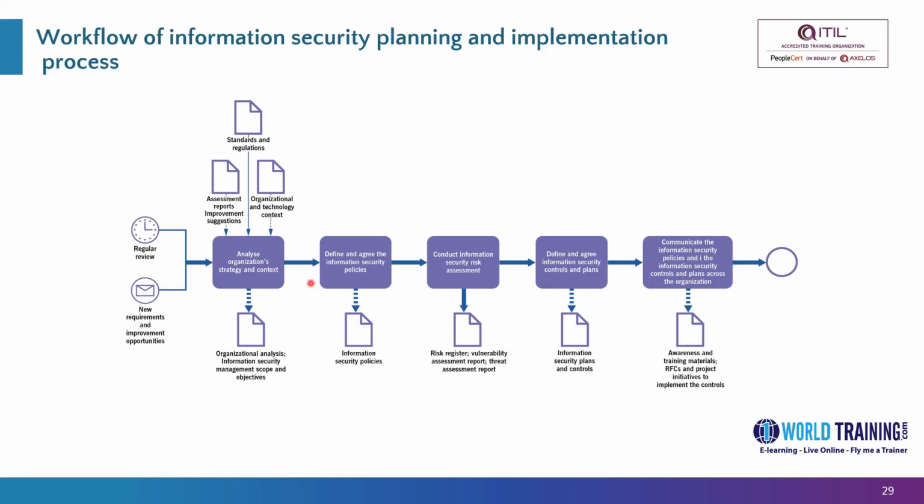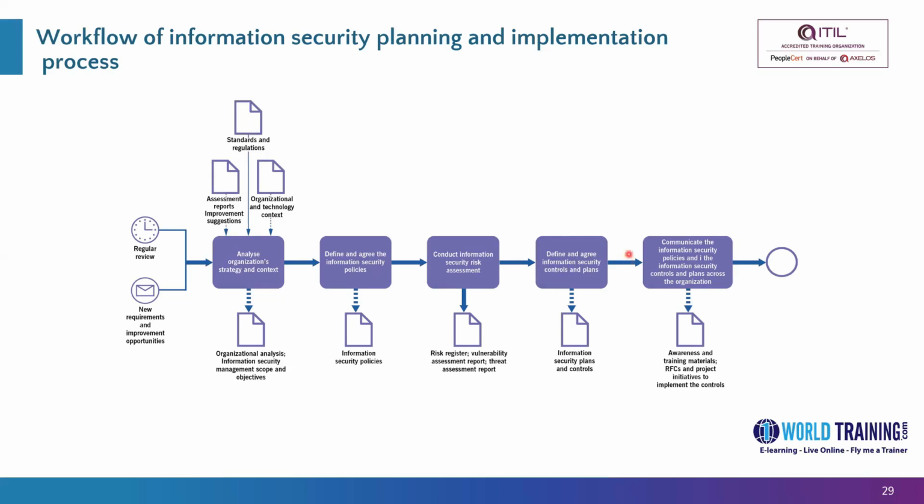Now, the next step is to define and agree the information security policies. This is where naturally the output would be the policies. Then the next is to conduct information security risk assessment. Therefore, there would be logically a risk register with entries in there. And since there is an assessment, we would have 2 assessment reports, one, the vulnerability one, and the other one, the threat assessment report. And followed by the next step, define and agree the information security plans and controls. Therefore, the output is easy here. Those will be the plans and controls for information security.